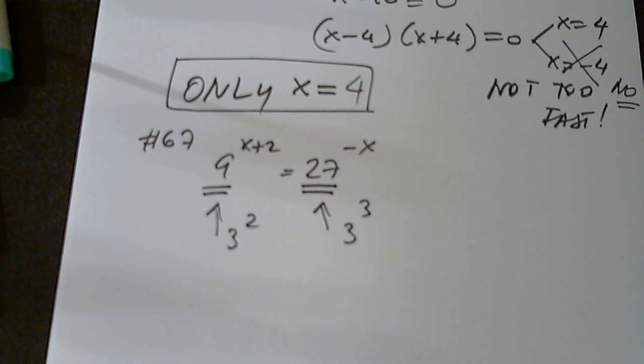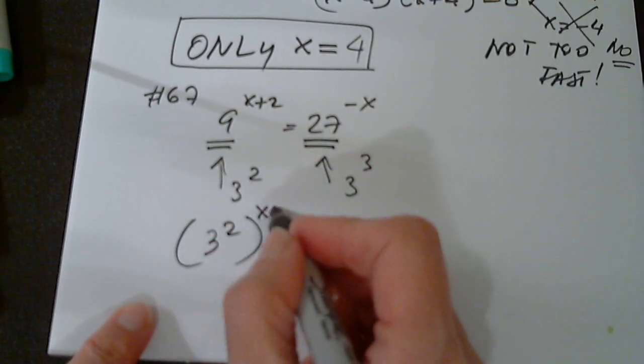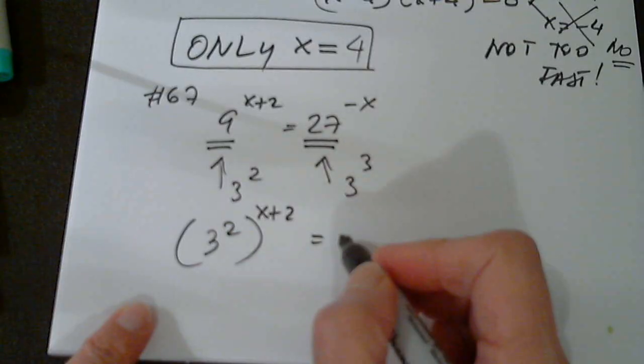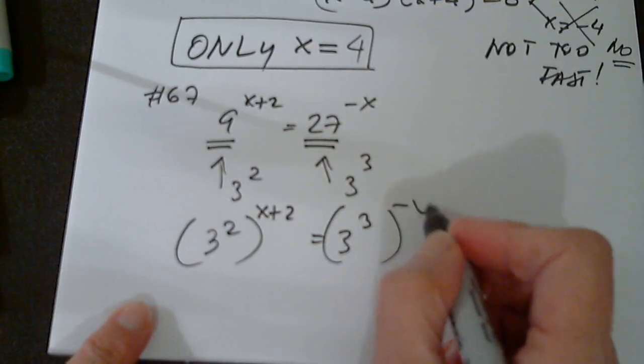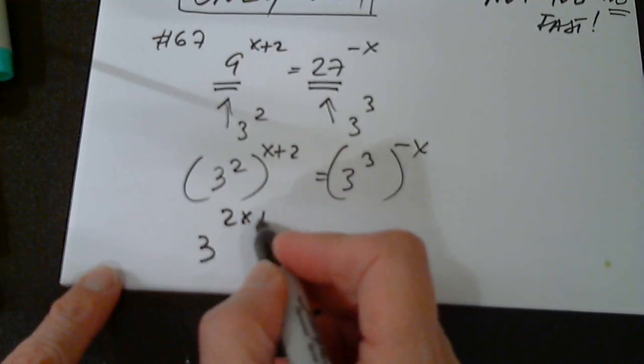Go ahead and apply natural log or common log to both sides. I will get the same answer. But why work too hard if I don't have to? So 9 is 3 squared, 3 squared raised to x plus 2. 27 is 3 cubed raised to negative x. I copy the base, multiply the exponents.